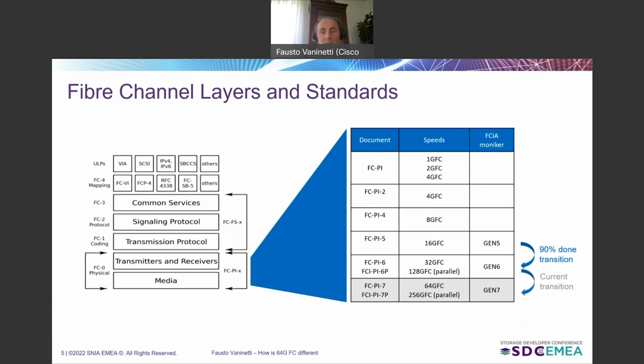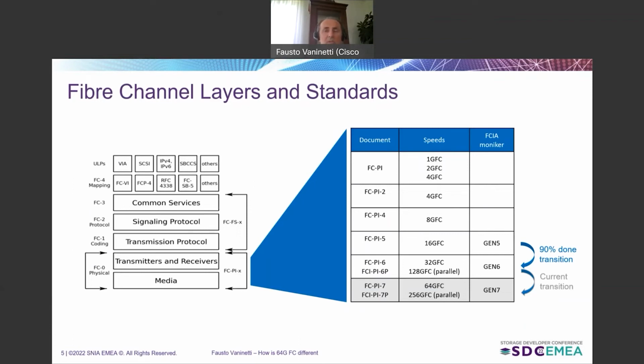Infrastructure, and then a number. The number is aligned with the Fibre Channel generation. So for example, for 16 gig Fibre Channel, we had the Fibre Channel Physical Interface 5 standard. For 32 gig, we had the Physical Interface 6 standard. And for 64 gig Fibre Channel, we have the Physical Interface 7 standard.